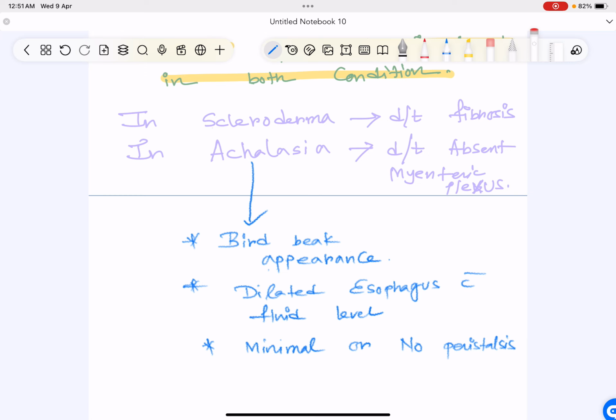And along with bird beak appearance, you will find the dilated esophagus having a fluid level with minimal to no peristalsis. So when you see the barium esophagus of a patient with achalasia, the esophagus is dilated, there is a fluid level. During fluoroscopy, you see there is no peristalsis going on, or very minimal peristalsis, and there is a bird beak appearance.